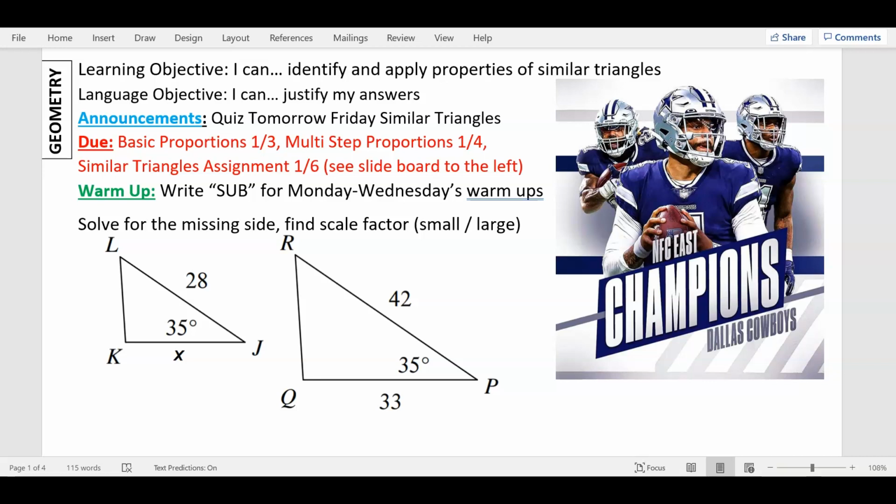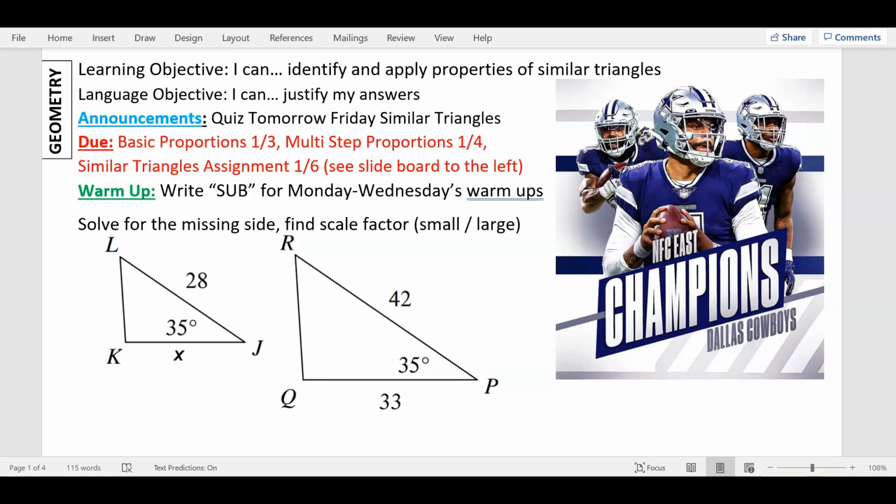This week you want to write sub for Monday through Wednesday, even if there wasn't a sub, even if you had just Miss Marshall. We're just putting that to indicate I wasn't here for Monday through Wednesday. Today is Thursday, and here's our warm-up. We're going to solve for the missing side and then find the scale factor.